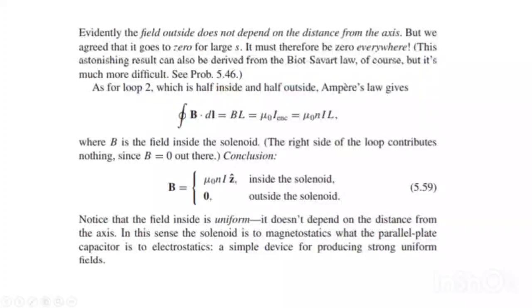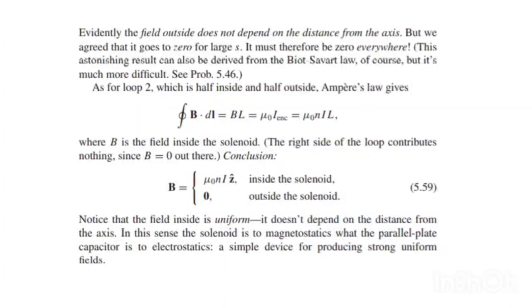Evidently, the field outside does not depend on the distance from the axis, but we agree that it goes to 0 for large s. It must therefore be 0 everywhere. The same result can be found from the Biot-Savart law, but it is difficult. Let's go to loop 2, which is half inside and half outside. Ampere's law gives the line integral of B dot dl equals BL, which equals mu naught times I enclosed, which is mu naught n I L, where B is the magnetic field inside the solenoid.